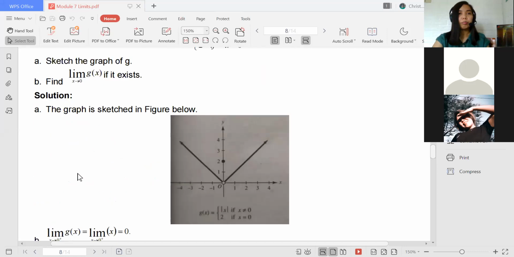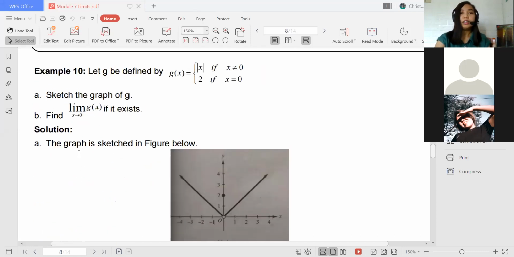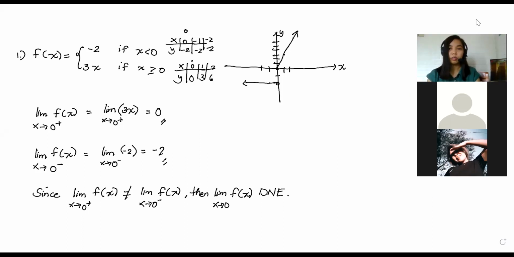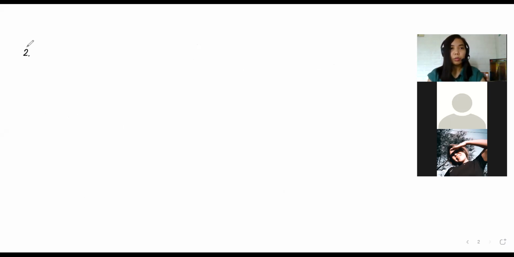Next. Let g be defined by g of x equals the absolute value of x if x is not equal to 0, and g of x equals 2 if x is 0. Number 2.